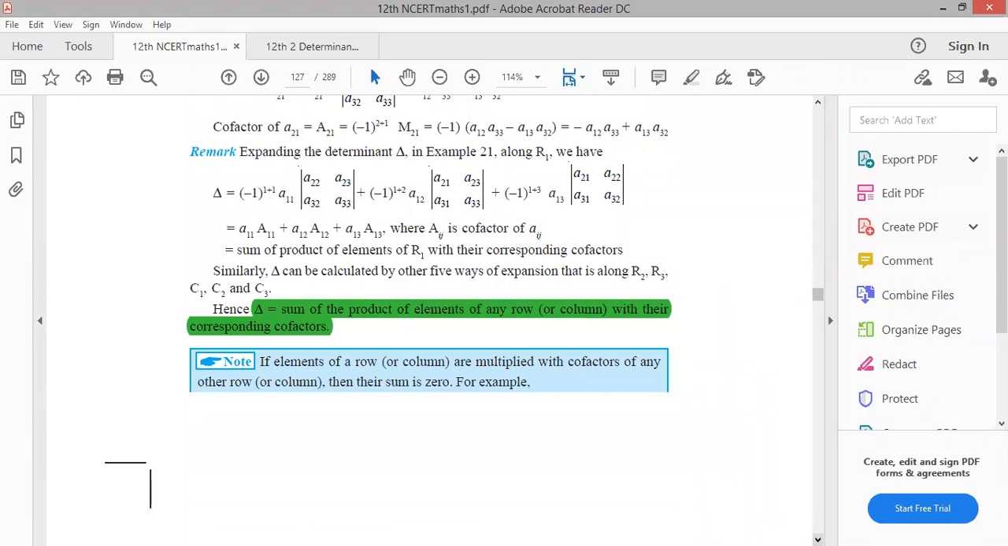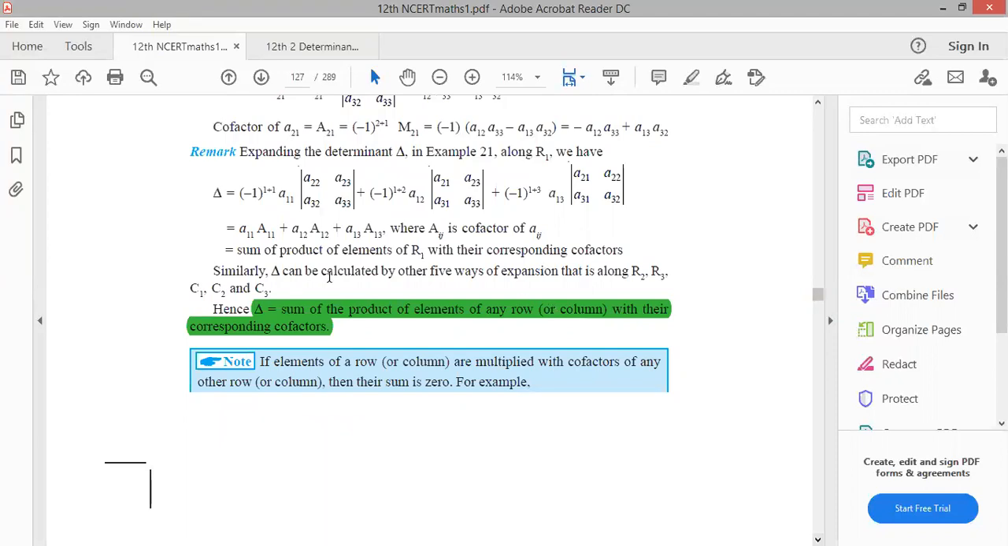You know that we can calculate the value of the determinant by simply expanding that determinant, the first method. The next method is by using the properties. And the third method is by using the cofactor concept. So, how can we do that?